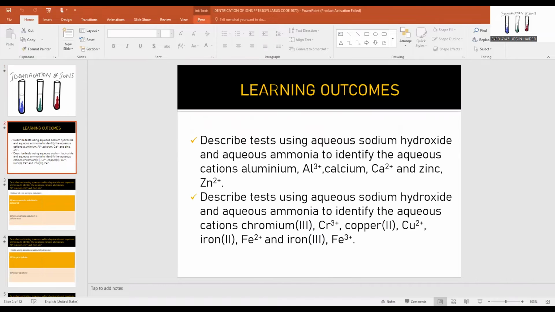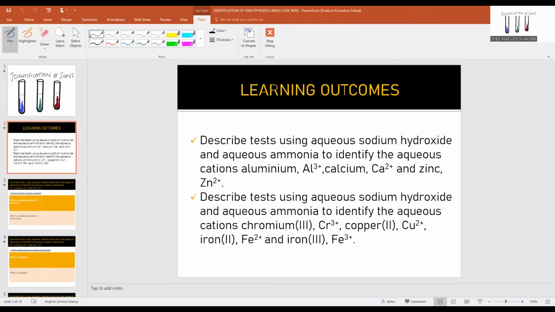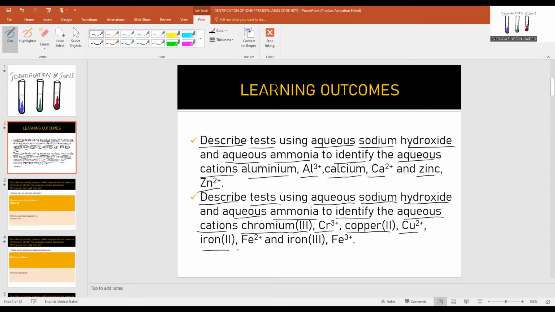The learning outcomes for this lesson are: state the test using aqueous sodium hydroxide and aqueous ammonia to identify the aqueous cations aluminium Al3+, calcium Ca2+, and zinc Zn2+. Describe the test using aqueous sodium hydroxide and aqueous ammonia to identify the aqueous cations chromium(III) Cr3+, copper(II) Cu2+, iron(II) Fe2+, and iron(III) Fe3+.